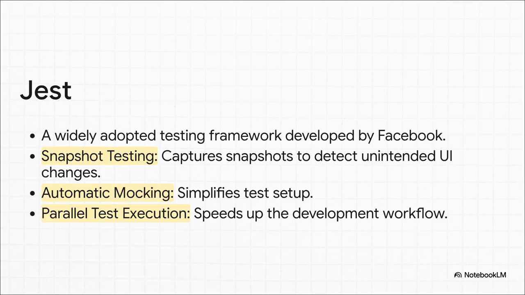When it comes to testing in the React world, Jest is pretty much king. And its most powerful feature, hands down, is snapshot testing. It's genius. It basically takes a picture of your component's output. Then, if a future code change accidentally messes up the UI, the test fails. It's such a simple but incredibly effective way to catch those sneaky visual bugs.